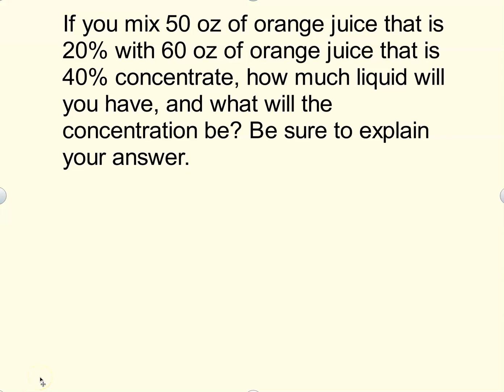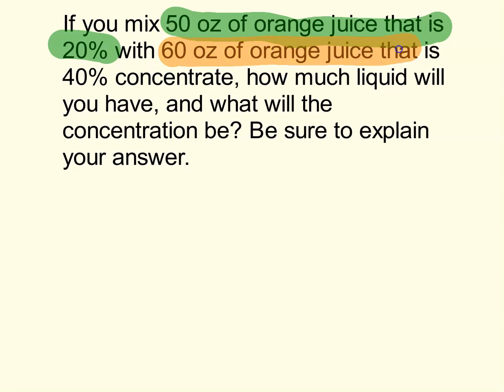So this is just a reminder about how to do mixture problems. And again, we're still in the intro idea of mixture problems, but just trying to help you understand how this works before we try to do them working backwards. So what we're doing here is mixing 50 ounces of orange juice that's 20% concentrate with 60 ounces of orange juice that's 40% concentrate.